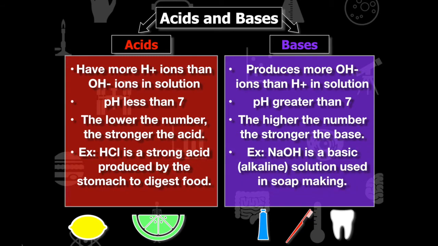Now, an example of this is sodium hydroxide, and this is an alkaline solution that's used to make soap. Sodium hydroxide is going to dissociate. The hydroxide ions will exist as negative ions in the solution, and therefore upset the balance of H plus ions to OH minus ions, creating a basic solution.